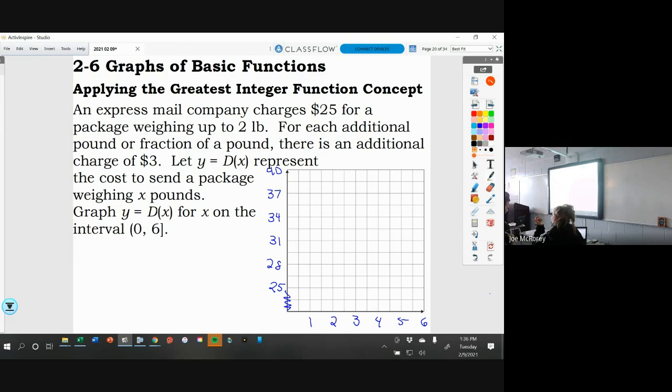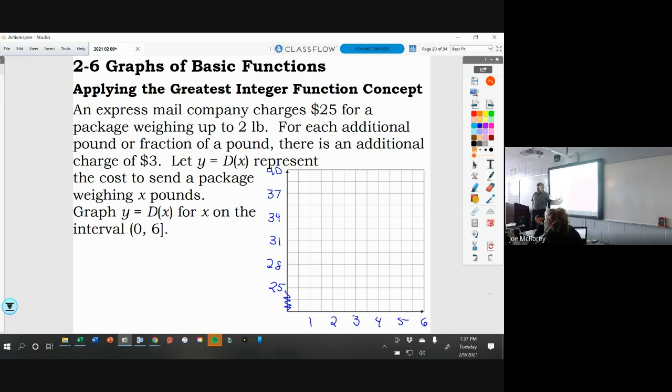Look at what it tells me to graph. What am I graphing from and what am I graphing to? 0 to 6. Do I include 0? I do not include 0 because this is an open interval. Do I include 6? Yes.